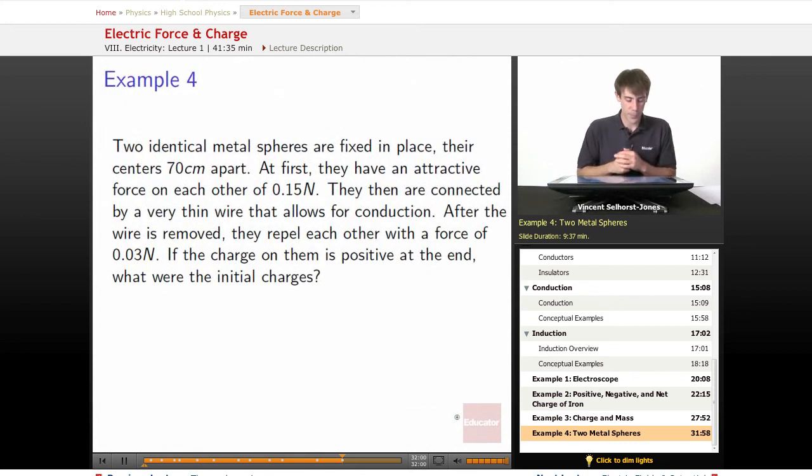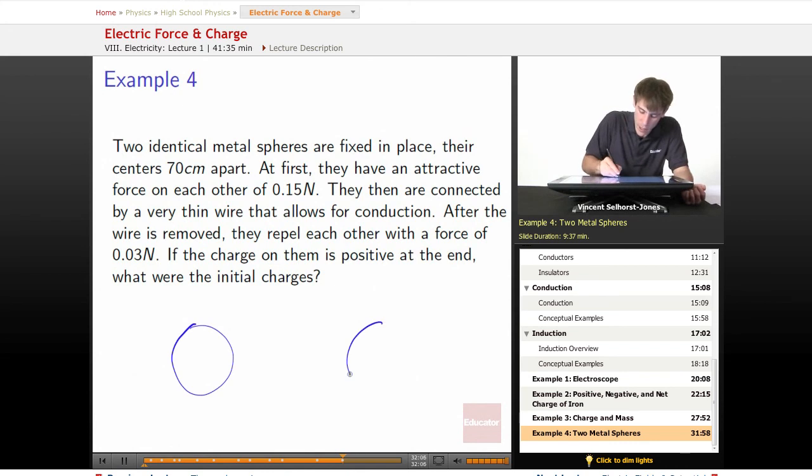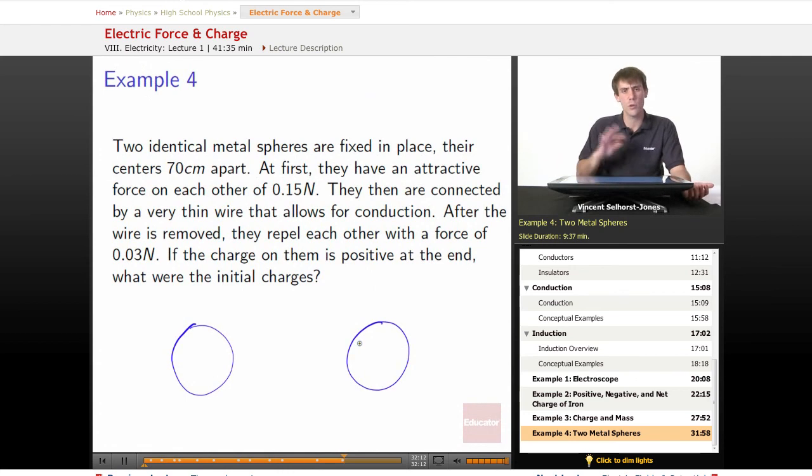Final example. So we've got two identical metal spheres fixed in place, one here and another one here. At first, they have an attractive force on each other of 0.15 newtons. We're going to assume gravity is not affecting this, so the only thing attracting them is the force of electricity.